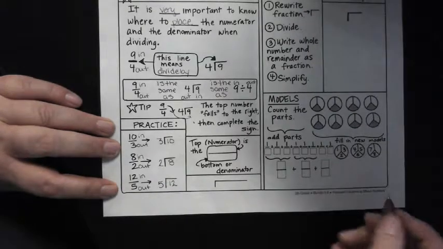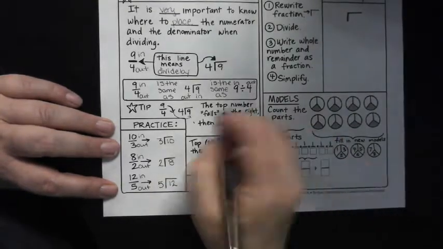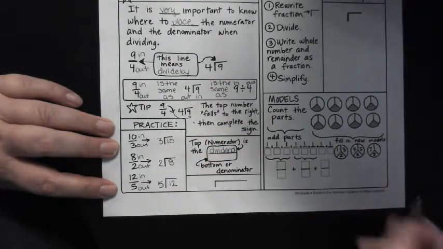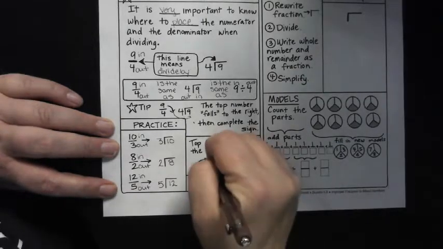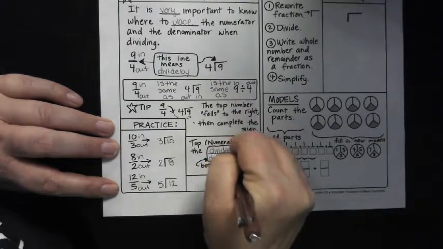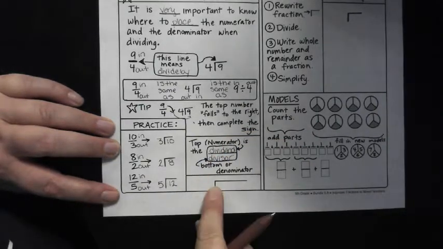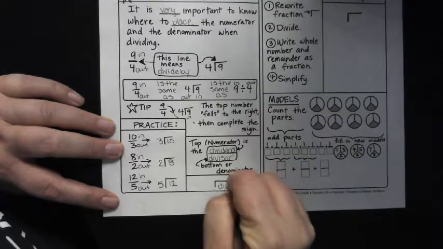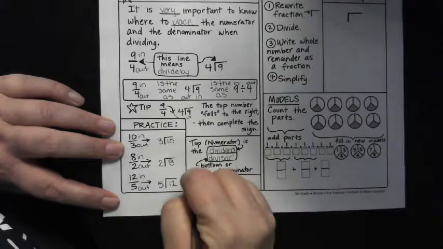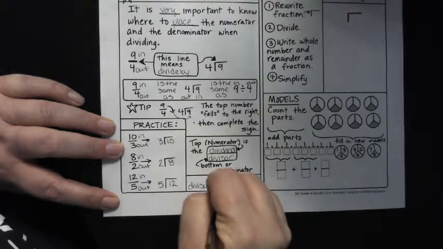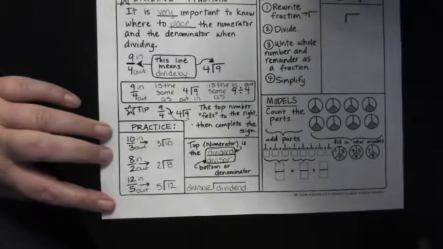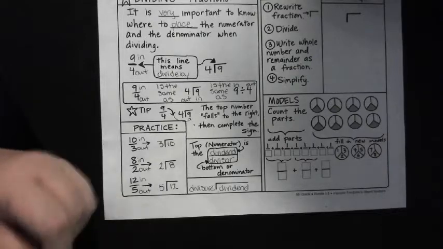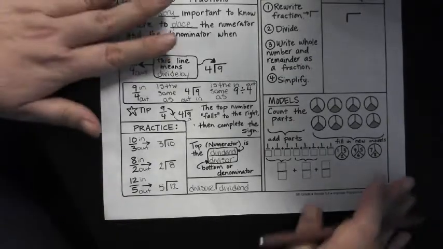Now, the top number is the numerator. It is our dividend. And the bottom number is our divisor. And remember how that looks on a normal fraction division line. You're going to have the dividend on the inside, divisor on the outside. Alright, so that's how you go from a fraction into the dividing way that we've been doing for a few years now. So let's try one.